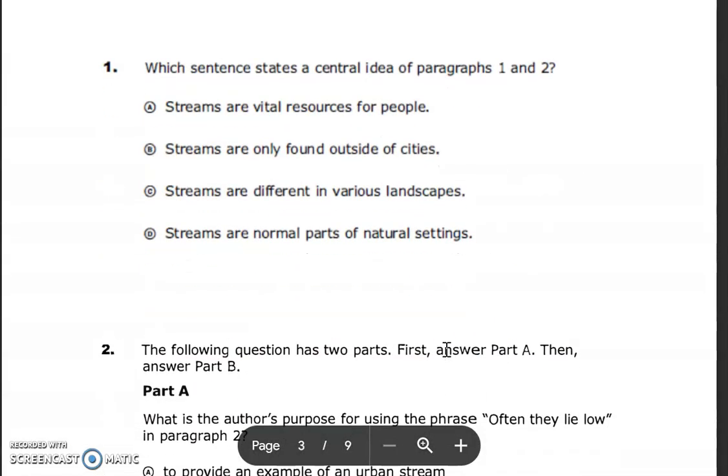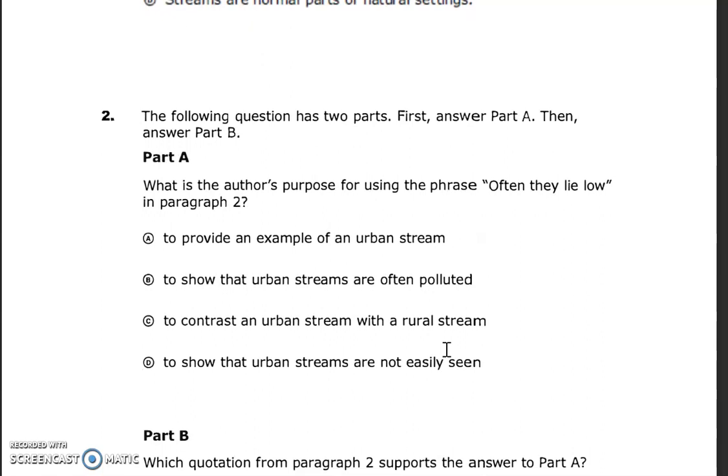Number 1. Which sentence states a central idea of paragraphs 1 and 2? A. Streams are vital resources for people. B. Streams are only found outside of cities. C. Streams are different in various landscapes. D. Streams are normal parts of natural settings.